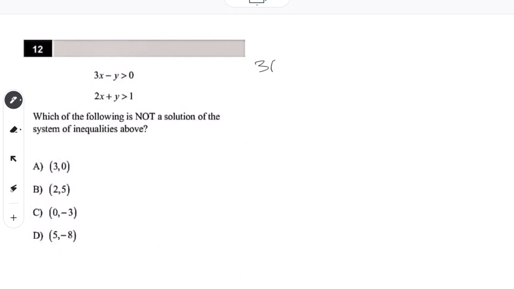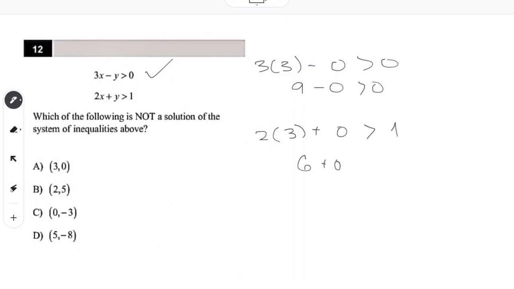So 3 times 3 minus 0, because y is 0. Is this greater than 0? 9 minus 0. Yes, that's greater than 0, so this one is satisfied. 2 times 3 plus 0 is greater than 1. 6 plus 0, is that greater than 1? Yes, so this one is satisfied.